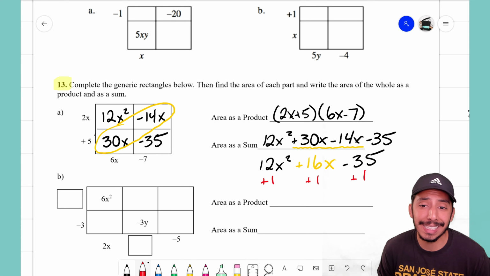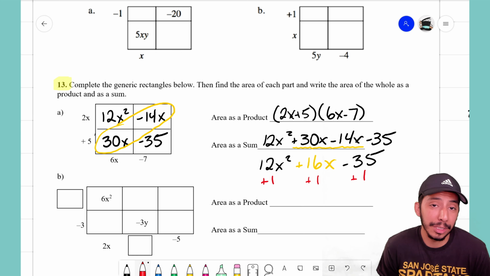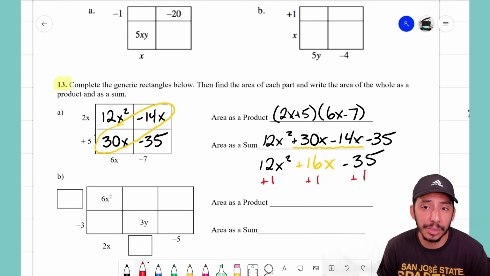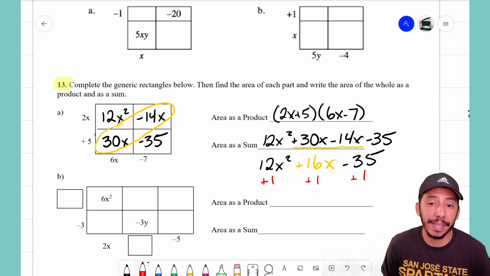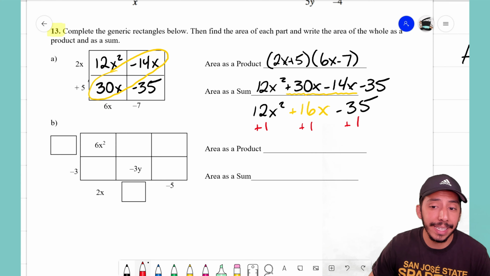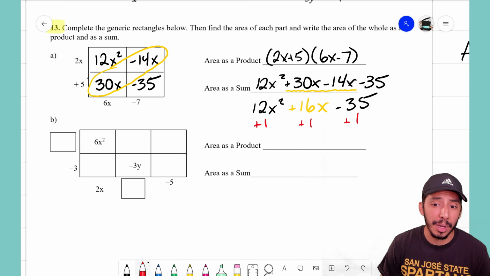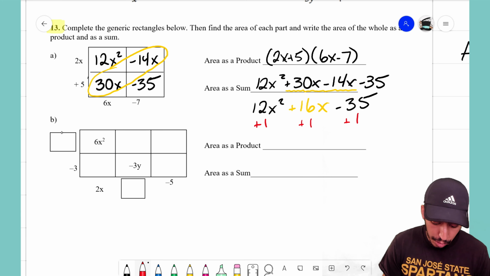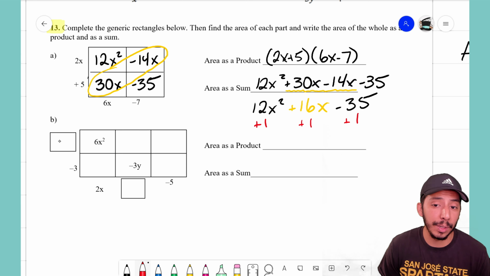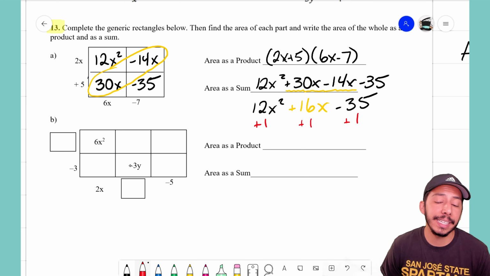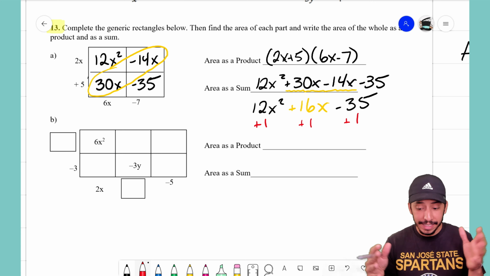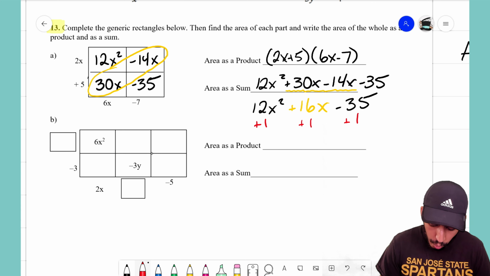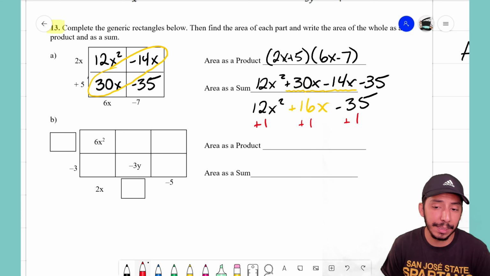Honestly, guys, I just see generic rectangles as puzzles, right? You have some pieces of the puzzle, and you're using the outside pieces to fill in the inside. That's all I see it as. So when we get to B, this is really a puzzle, because now what this is saying is you don't know all of the pieces on the outside. We don't know this term here. We don't know this term here. But they are telling us some terms that are inside. So we need to have this help us discover what all of these missing pieces are.